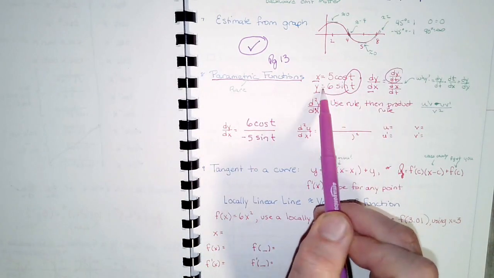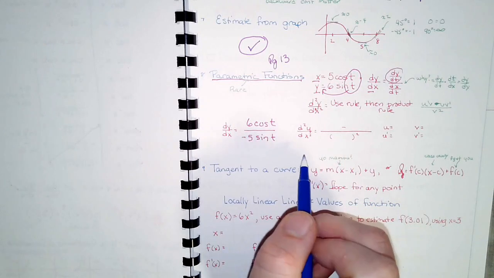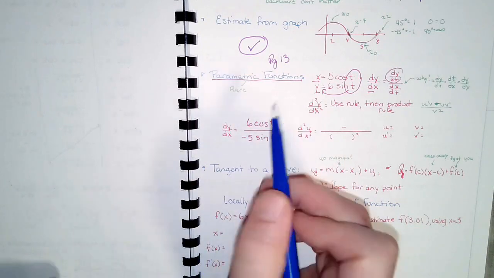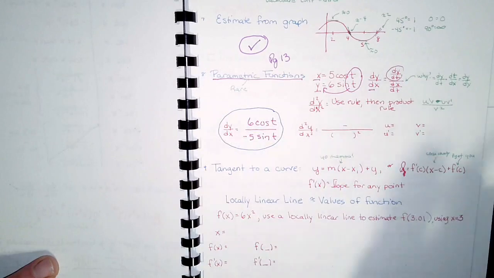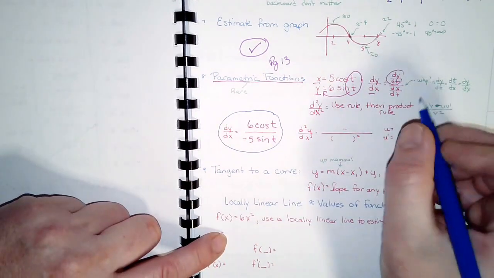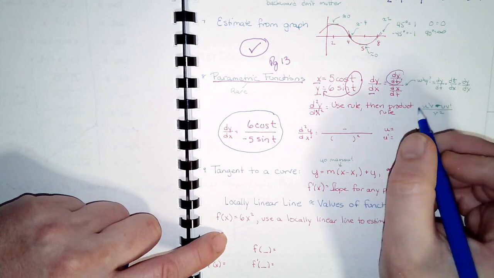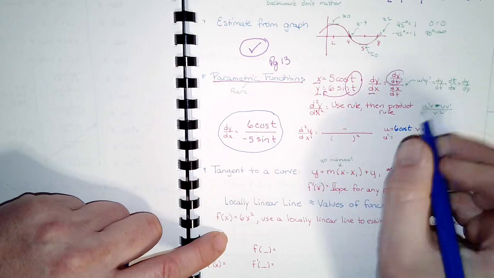The only thing we have to do is, if they ask us to find the second derivative, I can't just do that rule again. I've got to use the quotient rule with this fraction. So u is going to be 6 cosine t, v is going to be negative 5 sine t. So u prime, it's kind of small to write it in here, I'm going to put it down here. It's going to be negative 6 sine t. And v prime is going to be negative 5 cosine t.